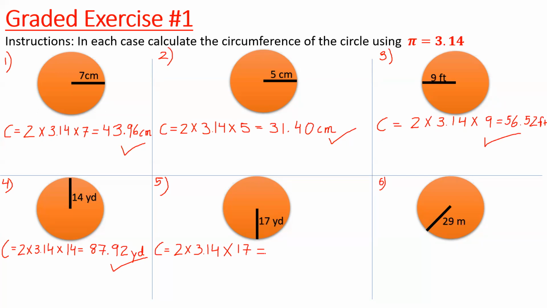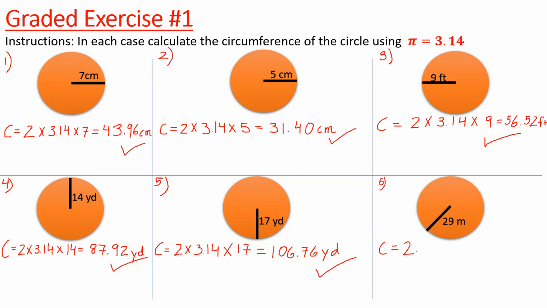I have 106.76 yards. Very good. How many persons got this? That's 5. I did. Very good. Let's do the last one.